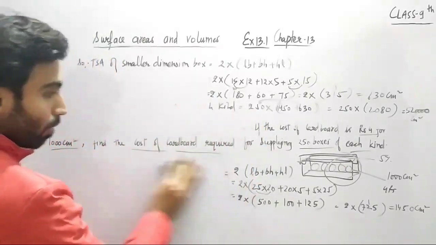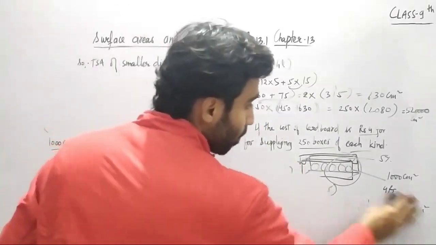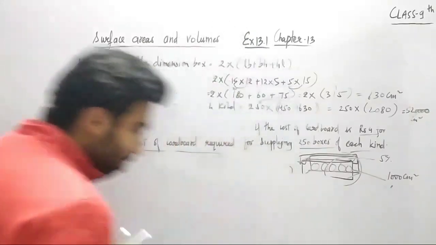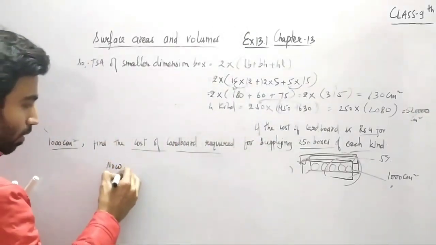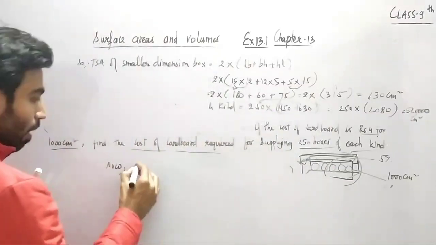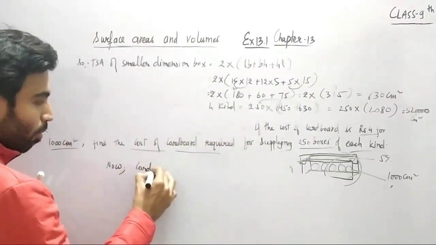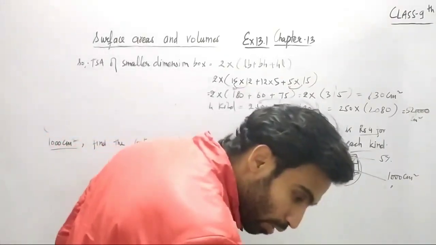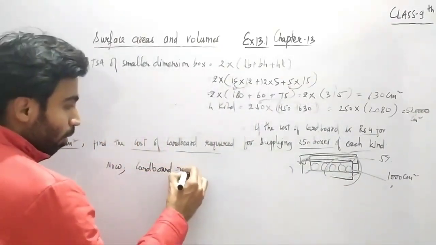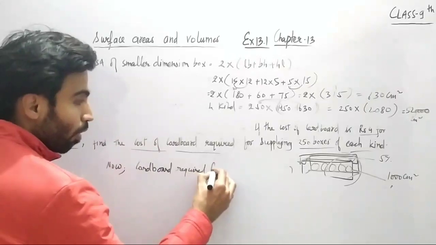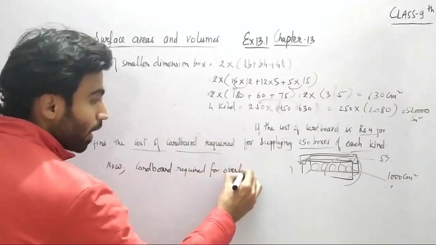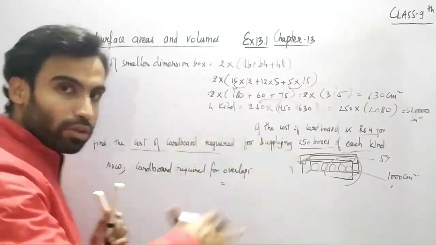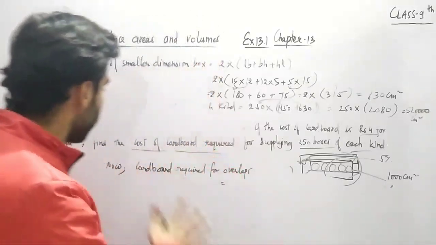If I just rub this down, now you can see, so here first, cardboard, you can say, now let me just tell you that cardboard required 4 overlaps, right? So overlaps means to cover the boxes. We know that it is given 5%.